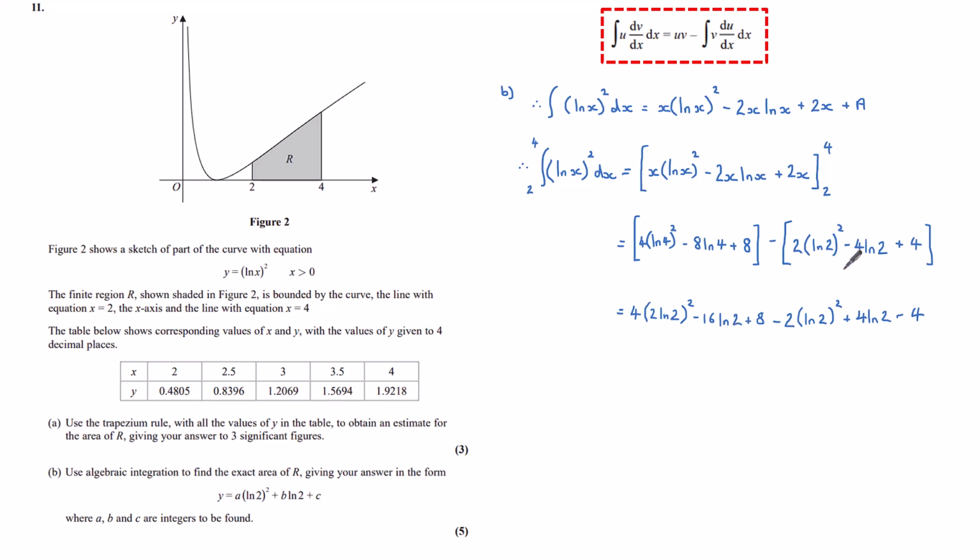And then dealing with the sign change here, because it's minus these values. This gives us 16 (ln 2) all squared minus 16 ln 2 plus 8 minus 2 (ln 2) all squared plus 4 ln 2 minus 4. Simplifying that, 14 (ln 2) all squared minus 12 ln 2 plus 4. And this is in the form that we require.